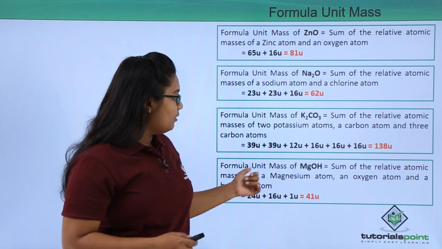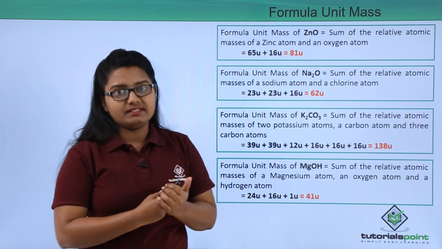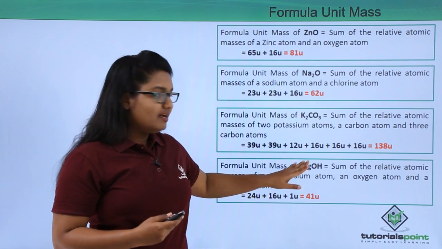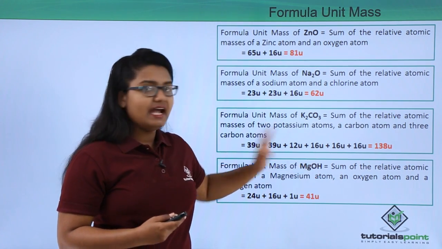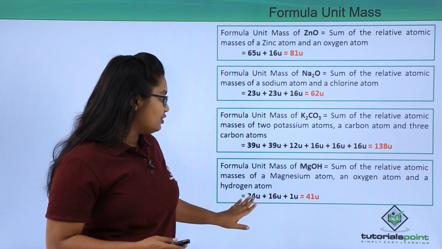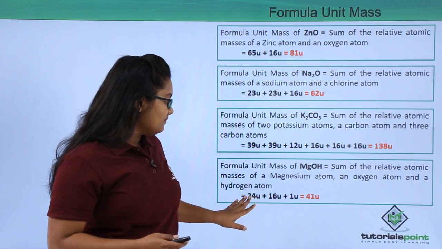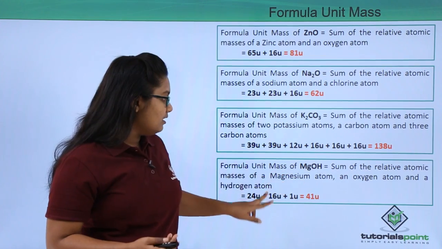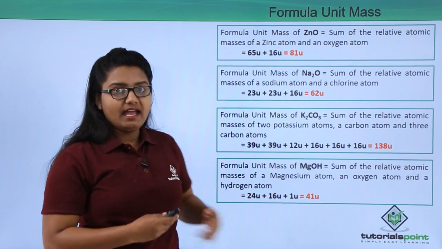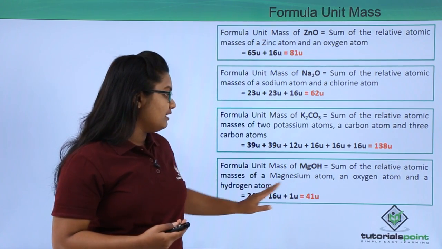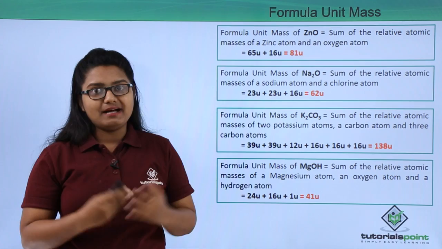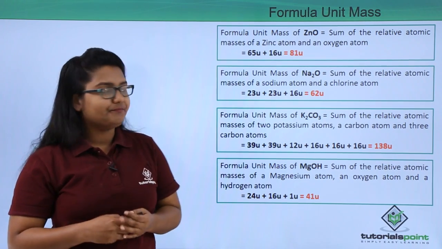Now let's find out the formula unit mass of magnesium hydroxide. As is clearly seen, it has 1 magnesium atom, 1 oxygen atom and 1 hydrogen atom. Now just sum the atomic masses of all these 3 atoms, that is 24U for magnesium, 16U for oxygen and 1U for hydrogen. And when we add all of these, we arrive at 41U, which we can call the formula unit mass of magnesium hydroxide.